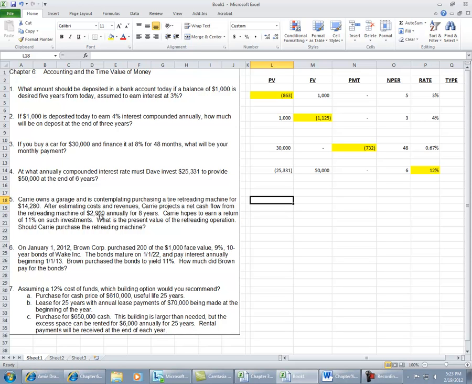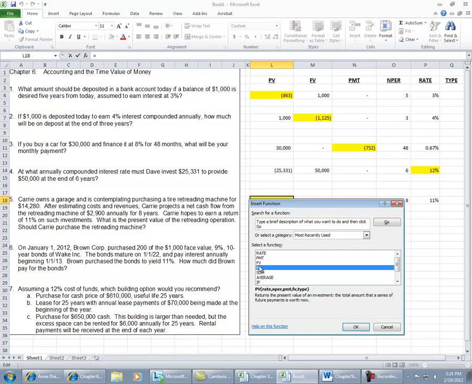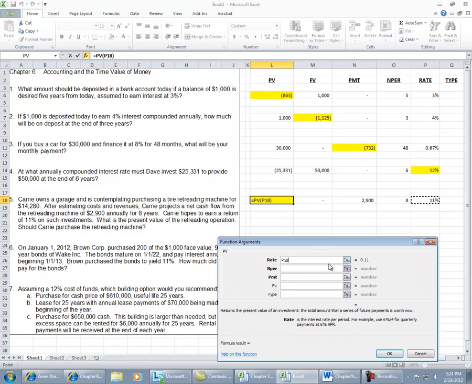And so we need to discount those cash flows because we have to wait for a longer period to receive them. So let's figure out what the present value is of those cash flows and compare it back to the 14,280, and then we'll see if we have an investment worth pursuing. We're going to solve for the present value. There's no future value or salvage from this situation, but we do have a payment of $2,900. Number of periods is 8, and we're trying to achieve an 11% return. We'll drop in our variables.